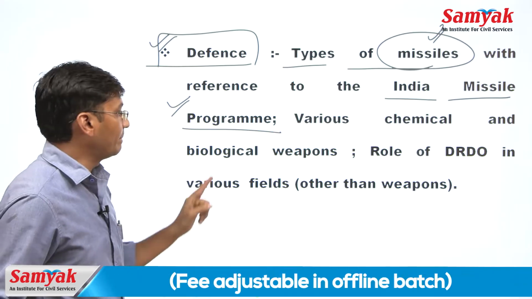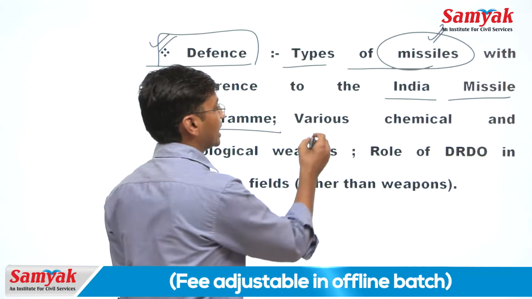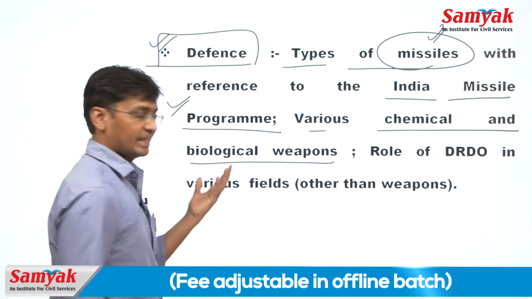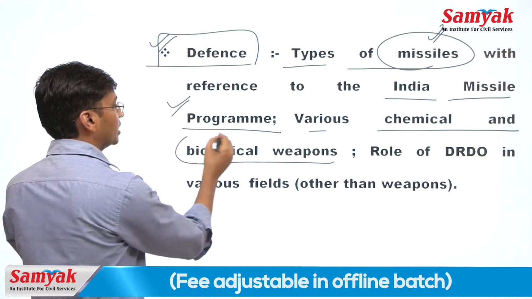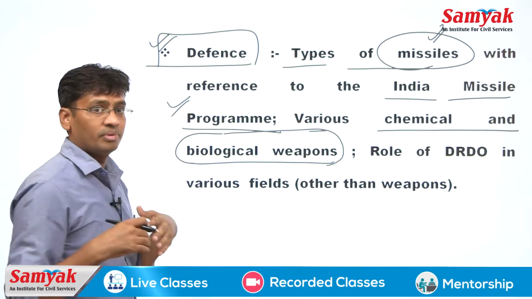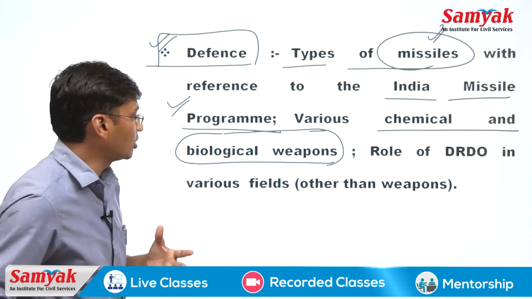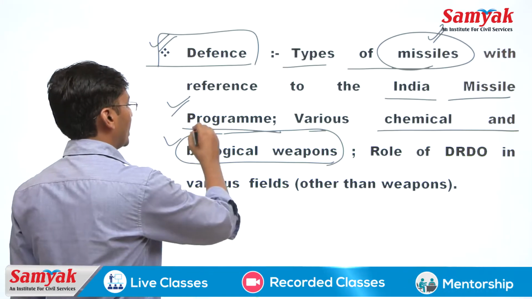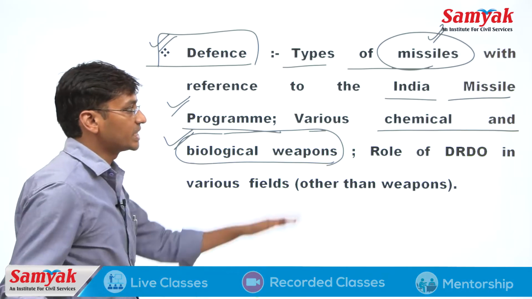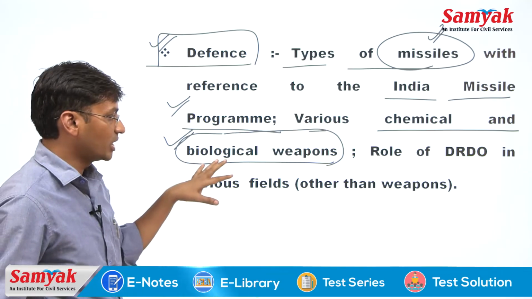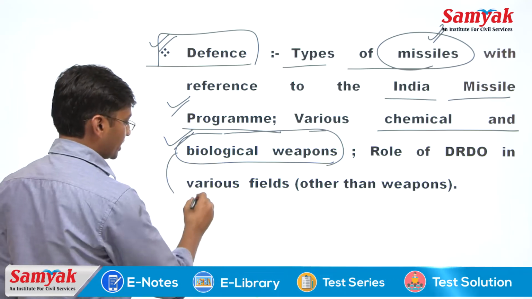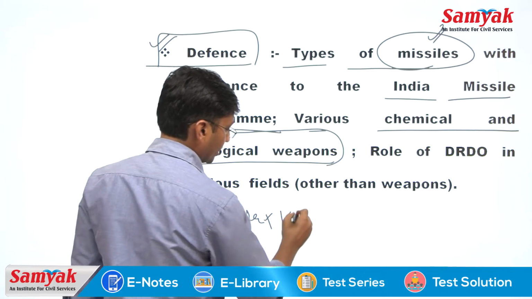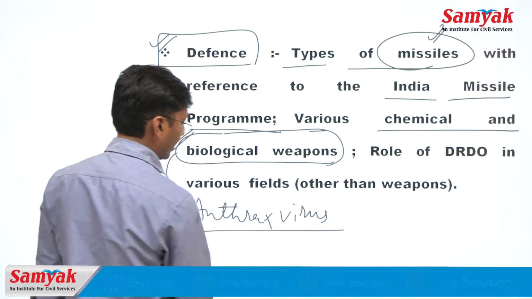Then next is the various chemical and biological weapons, okay, like Agent Orange, anthrax virus means biological weapons. So, nowadays some people are saying that coronavirus is also a biological weapon. So, we will understand everything in detail when we will have a discussion over this topic, like chemical and the biological weapons. Usually anthrax virus has been used in past as a biological weapon.